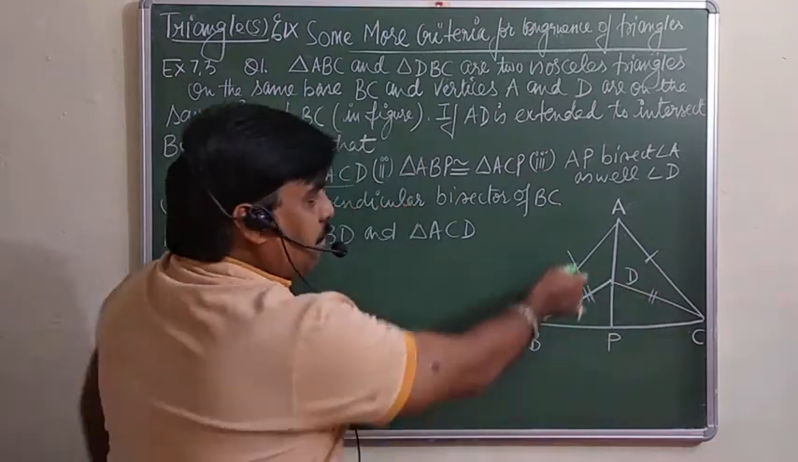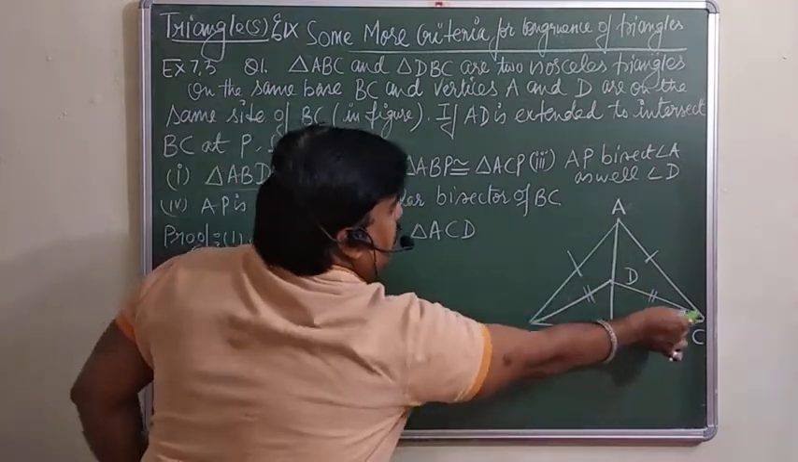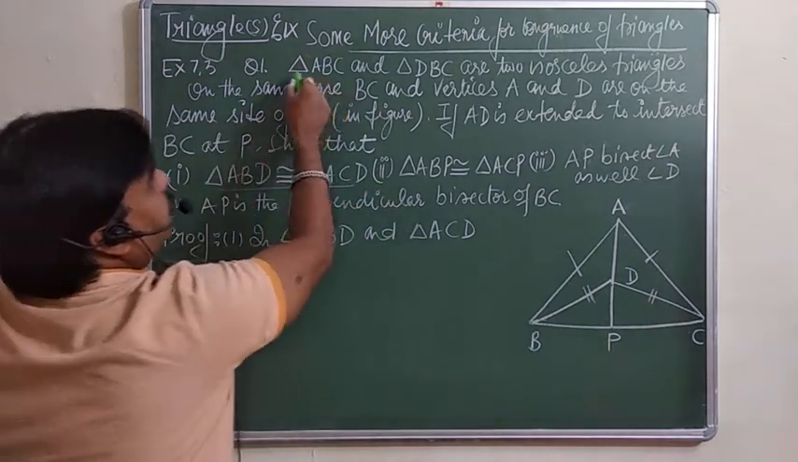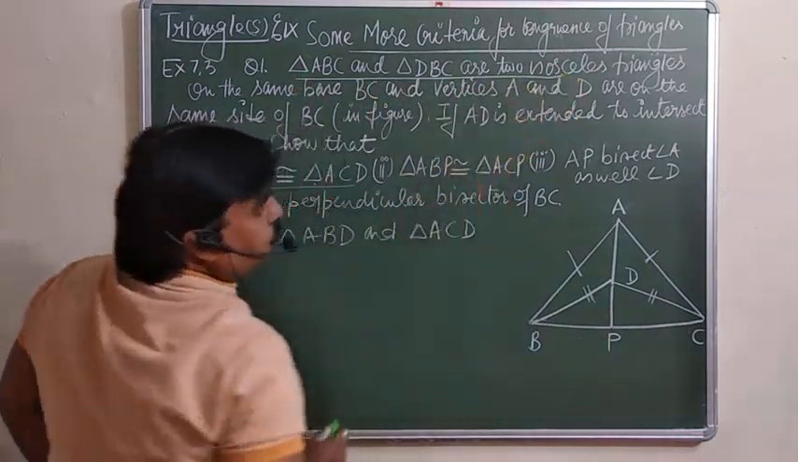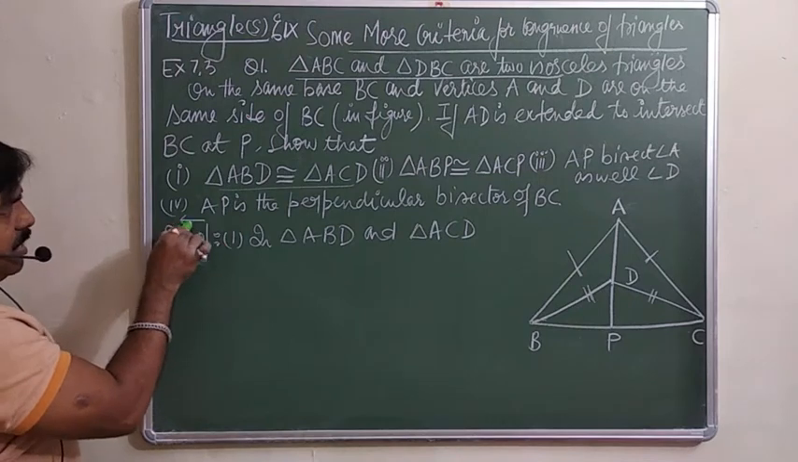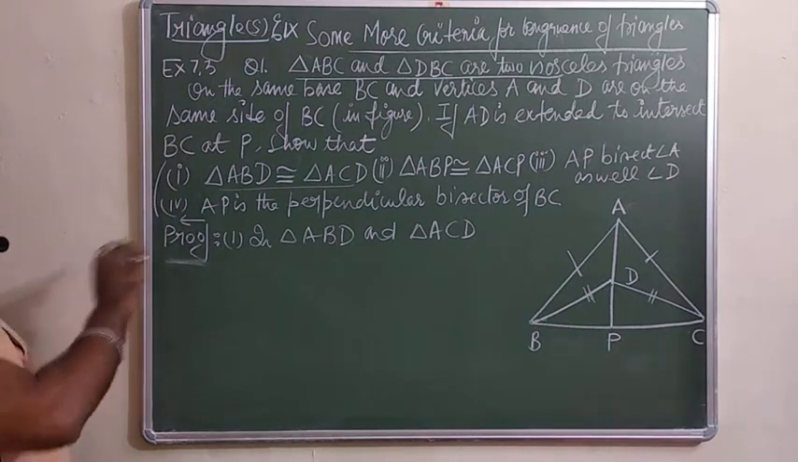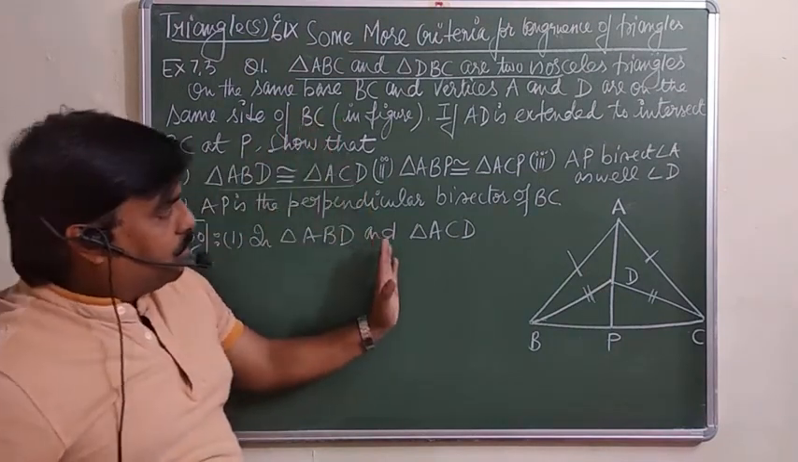AB is equal to AC, because it is already given. This is the information, because ABC and DBC are isosceles triangles. You must write down the given and the to prove. This will come in to prove. So you can write down the given. I am not going to write it. You can write it down.